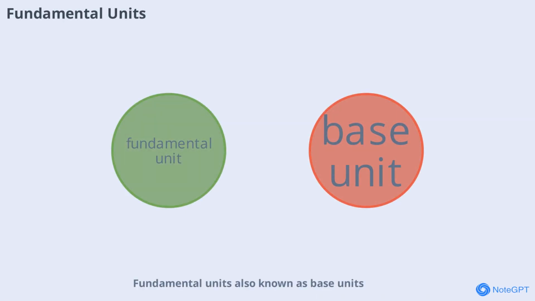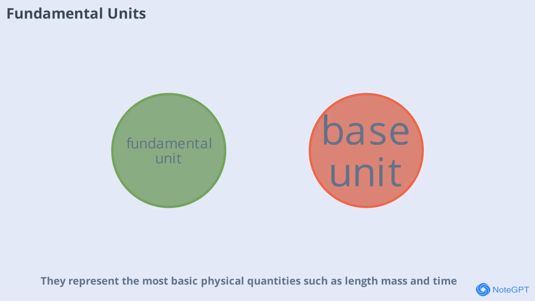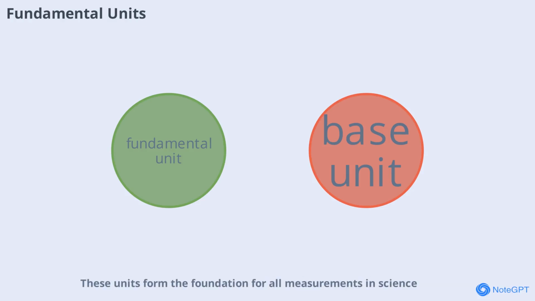Fundamental units, also known as base units, are the building blocks of all other units in physics. They represent the most basic physical quantities such as length, mass, and time. The International System of Units, or SI, defines 7 fundamental units: meter, kilogram, second, ampere, Kelvin, mole, and candela. These units form the foundation for all measurements in science, ensuring consistency and clarity. In the next scene, we'll see how these fundamental units combine to create derived units.